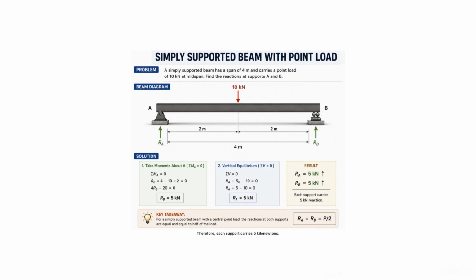Therefore, each support carries 5 kilonewtons. RA equals 5 kN. RB equals 5 kN. That's the first step before we can draw the shear force and bending moment diagrams.